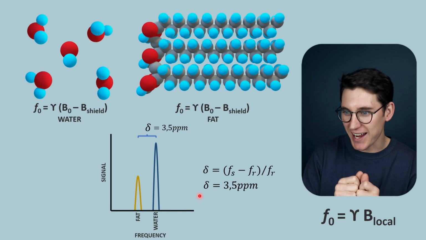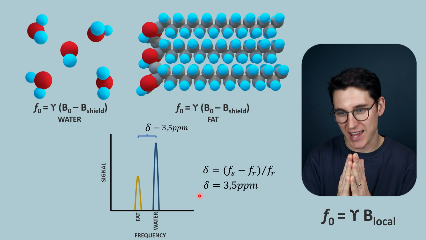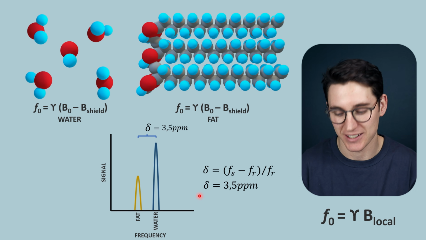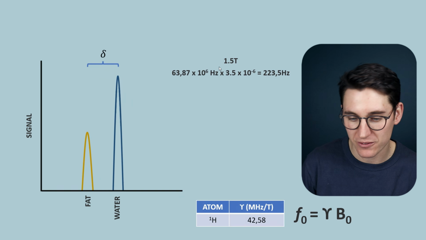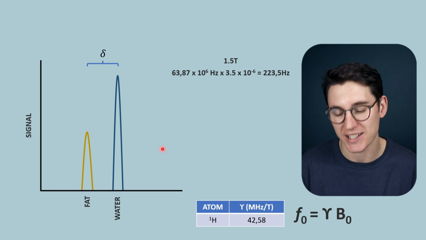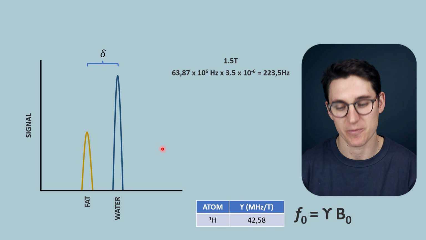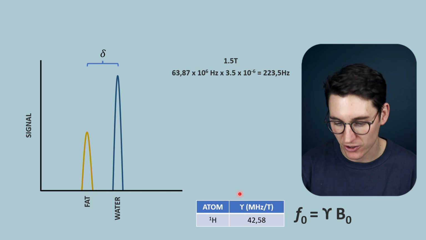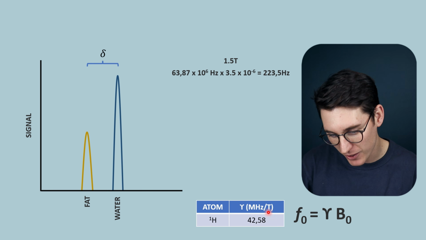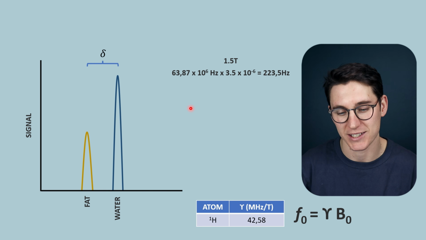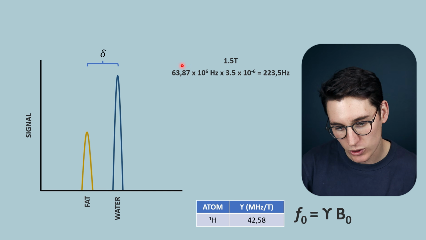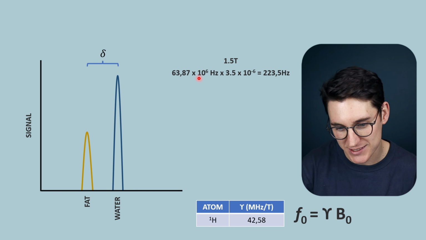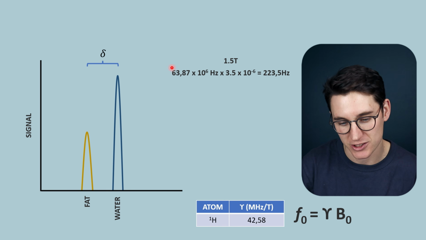So hopefully you can see that as we increase our external magnetic field, the absolute difference in frequency between water and fat is going to get higher. If we were to take a 1.5 Tesla machine, our external magnetic field is 1.5 Tesla. We know that the gyromagnetic ratio of hydrogen is 42.58 megahertz per Tesla. We multiply that by 1.5, our main magnetic field. Our hydrogens in water are going to precess at 63.87 megahertz, 63.87 times 10 to the power of 6 hertz.